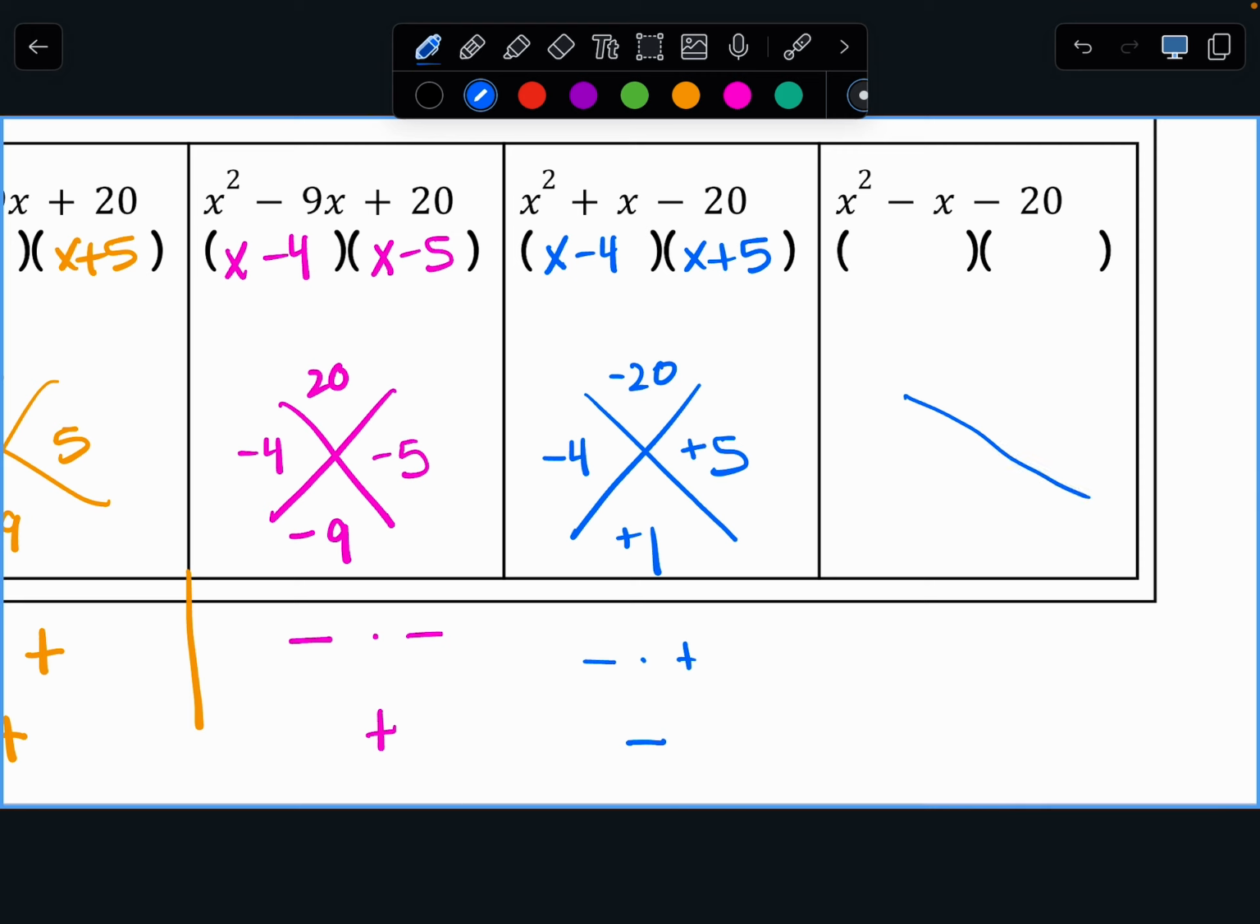What do you think it is when I want a negative? So I have negative 20, but this time it's a negative 1. Still 4 and 5. Which one's negative, the 4 or the 5?